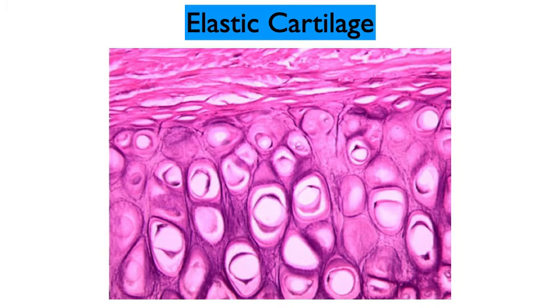This looks quite a bit denser than you saw with the areolar tissue. But there are a variety of places that we've talked about where you would find cartilage, and this would be the type of cartilage that would be present.